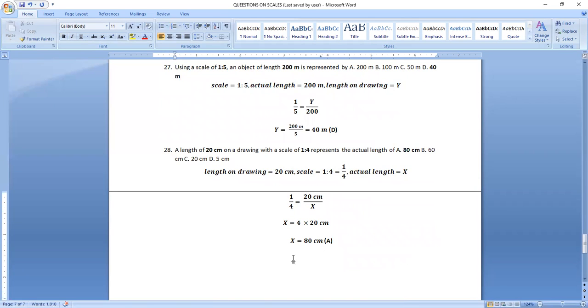So these are the questions that I put together on scale and scale drawing. All you need to do is to practice. This calculation is very, very important. As I have said, whenever you come across problems on scales, you must have your calculator with you to do the simple calculations.